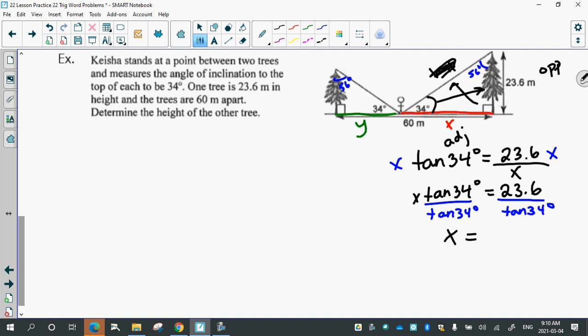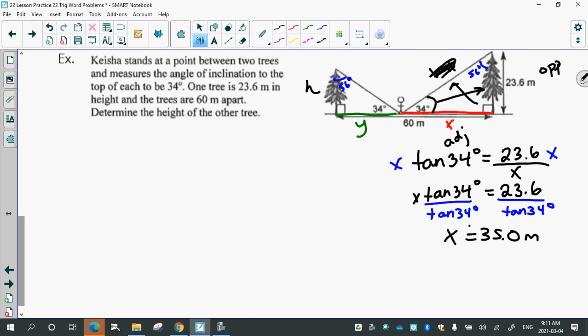0.6 divided by tan of 34 is, if you round to one decimal place, 35.0, because you get 34.988. Does everyone see that? So approximately 35.0 meters. So that's not what they're asking you to find. They're asking you to find the height of this tree. Okay?